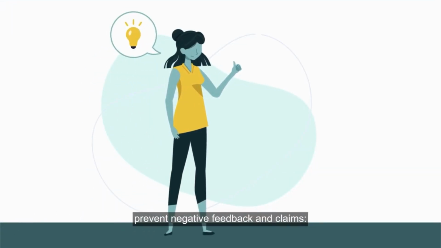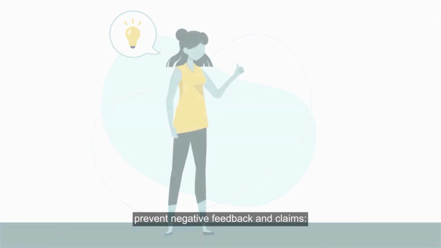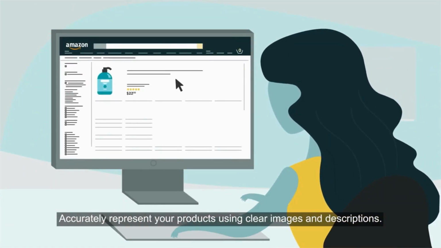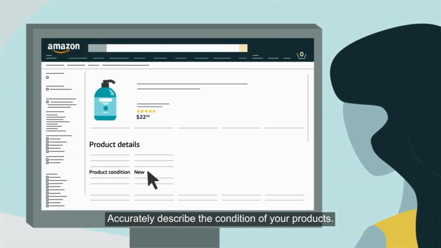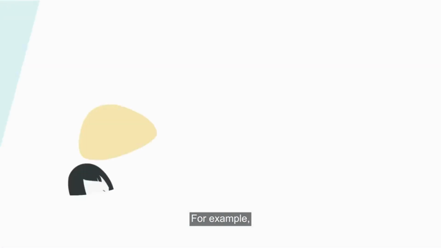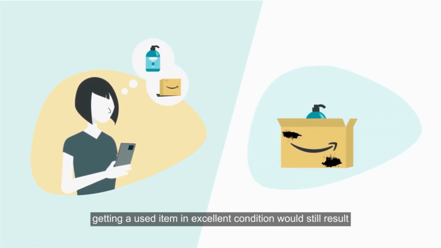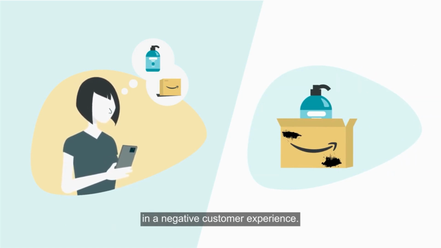We recommend following these tips to help prevent negative feedback and claims. Accurately represent your products using clear images and descriptions. Accurately describe the condition of your products. For example, if a customer expects to receive a new item in its original packaging, getting a used item in excellent condition would still result in a negative customer experience.